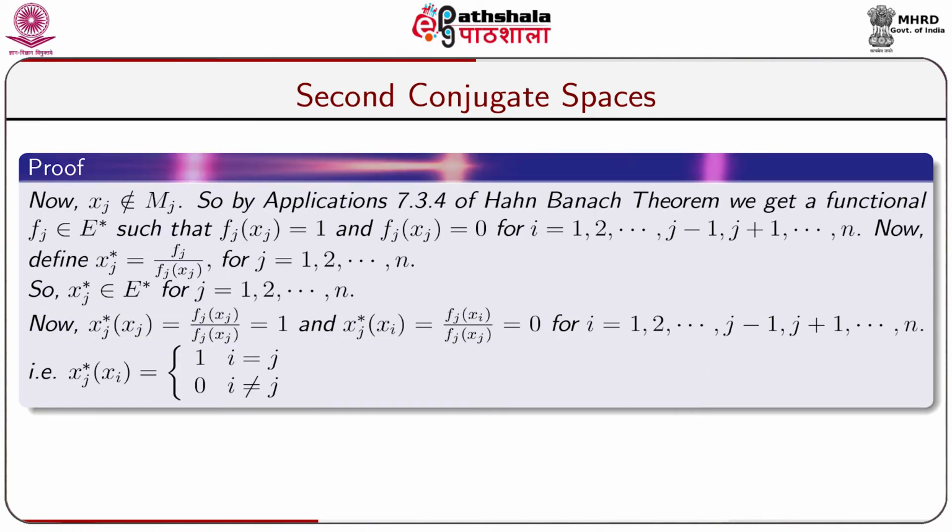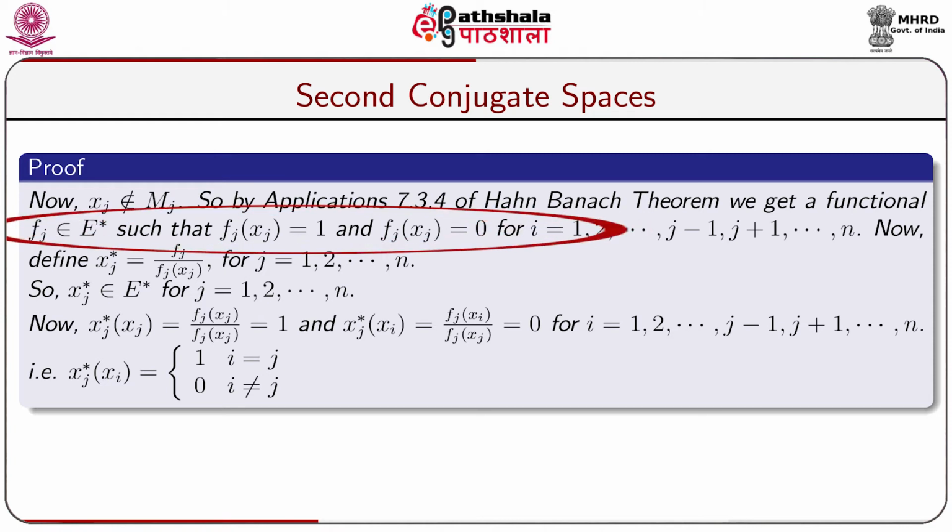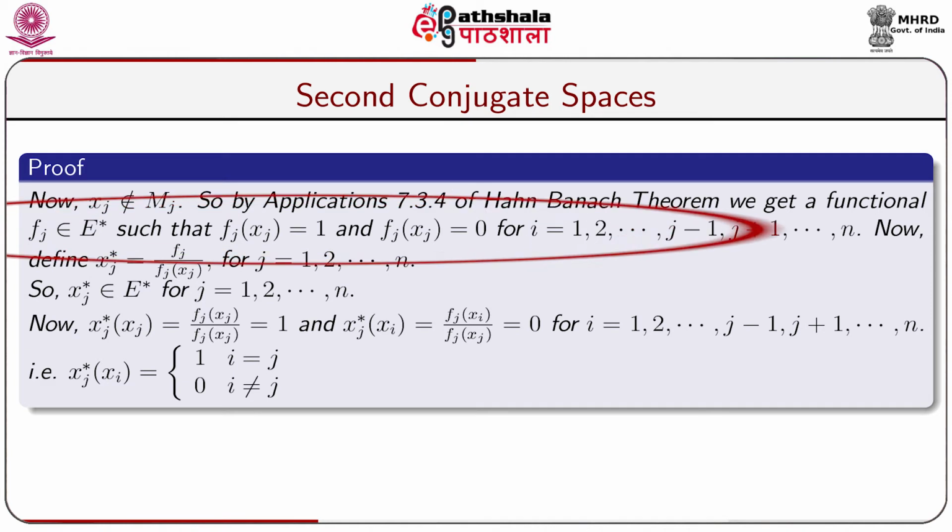Now, xj does not belong to Mj by the construction of the subspace Mj. So, by application of the Hahn-Banach theorem, we get a functional fj belonging to E star such that fj(xj) equals 1 and fj(xi) equals 0 for i equal to 1, 2, up to j minus 1, j plus 1, dot dot dot, up to n.